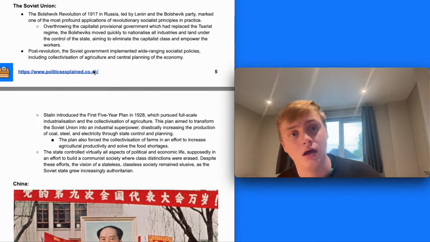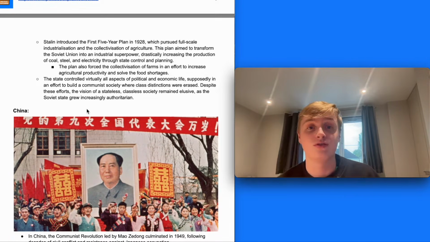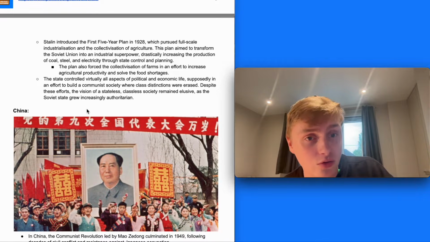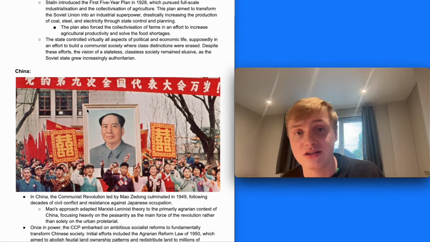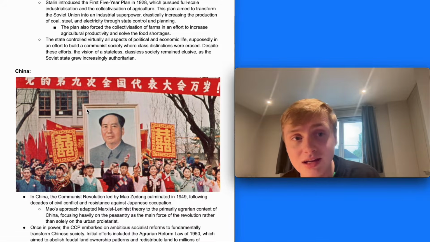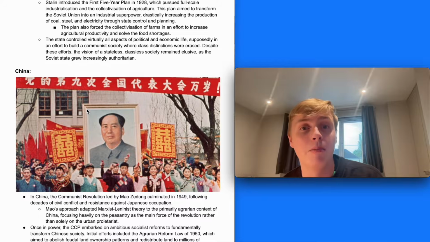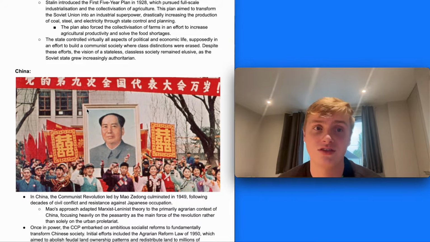the economy. You see Stalin's first 5-year plan in 1928, which pursued full-scale industrialization and collectivization of agriculture. And the state pretty much controlled virtually all aspects of political and economic life. You see very strong states under socialism. It was supposedly in an effort to build a communist society where class distinctions were erased. But despite these efforts, the vision of a stateless, classless society remained elusive as the Soviet state grew increasingly authoritarian.